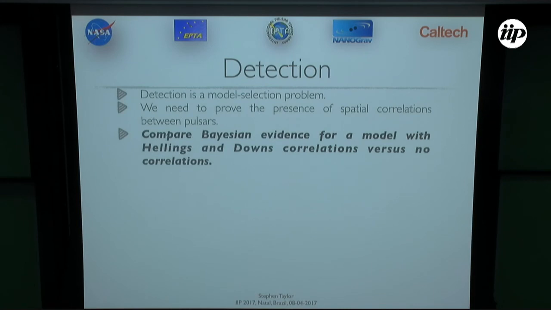Okay, now how we detect the gravitational wave background or other single sources in Bayesian inference, that's a model selection problem. So we need to prove that there are spatial correlations between the pulsars. So we compare the Bayesian evidence for a model which includes these Hellings and Downs spatial correlations and one which doesn't. So the model is always going to have some low frequency noise which is common between the pulsars, but it won't necessarily be spatially correlated in the right way. We either switch the Hellings and Downs on or off, and when we eventually claim a detection in the future, it'll be claiming for Hellings and Downs correlations against no correlations.